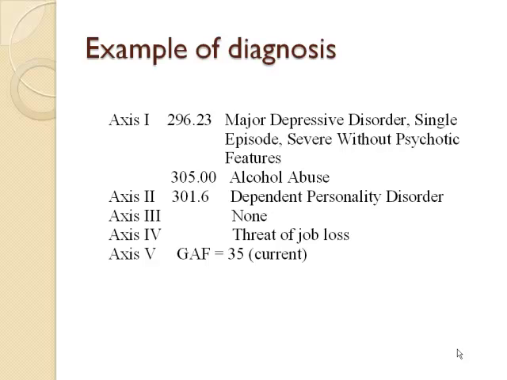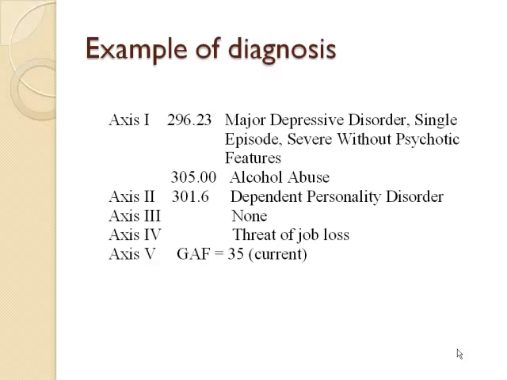So 296 will be major depressive disorder, and then the next 2 digits tell you what type of major depressive disorder. This particular person had a single episode, so they've had 1 major depressive episode so far in their life. If they have another one, their diagnosis will change to multiple episodes. And that episode was severe without psychotic features. Okay. They also met criteria for alcohol abuse. And then on Axis 2, met criteria for dependent personality disorder. You notice on 3, there's no diagnosis.